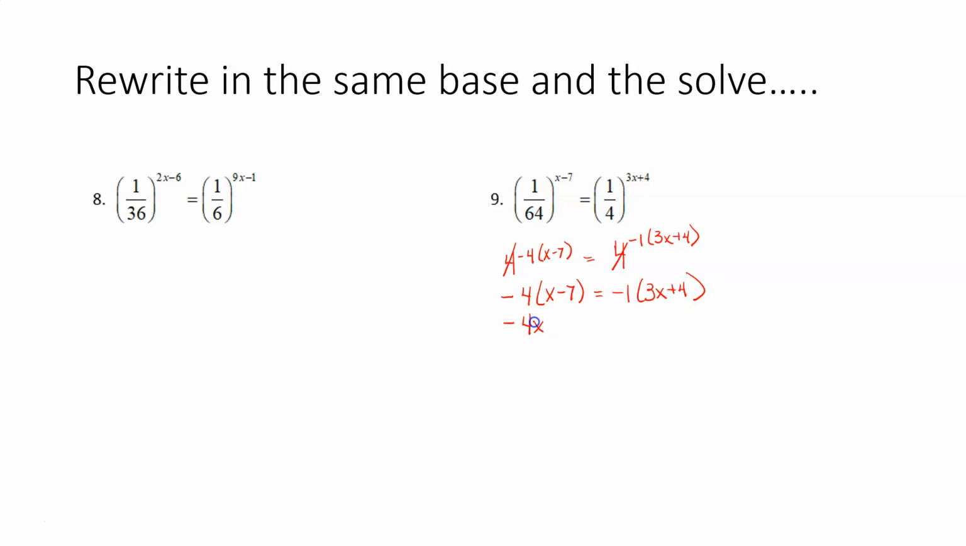So I have negative 4x plus 28, because that's negative 4 times negative 7. I have negative 1 times 3x, which is negative 3x, and negative 1 times positive 4, which is negative 4. So let's bring the exponents to one side. So I have x plus 28 equals negative 4. So I'm going to subtract 28 from both sides, and x is negative 32.